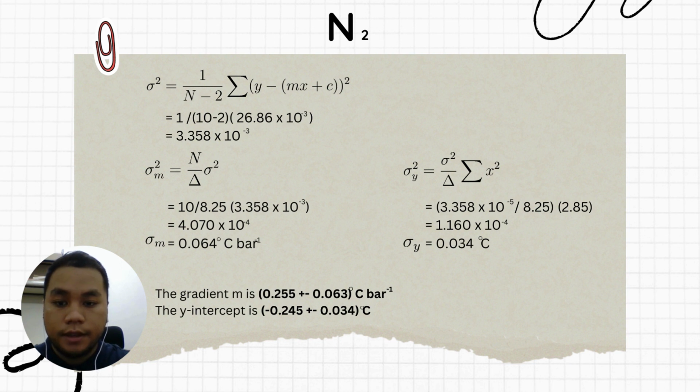Okay, next we find the variance and standard deviation to find the uncertainty for both the gradient and y-intercept. So the uncertainty for the gradient is 0.064 degrees Celsius per bar, and the uncertainty for the y-intercept is 0.034 degrees Celsius. And we can say that the gradient is 0.255 plus minus 0.063 degrees Celsius per bar, and the y-intercept is negative 0.245 plus minus 0.034 degrees Celsius.